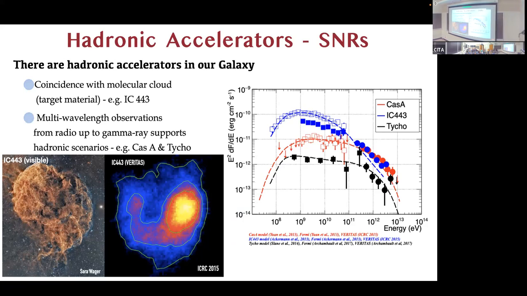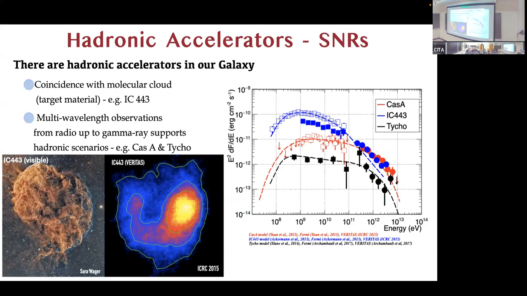spatial area, and the gamma rays very well correlate with the molecular cloud distribution. In that case, it makes sense that it has to be hadronic, because a hadron interacting creates more gamma rays if the density of the medium is higher. So spatial correlation is one way of indicating that it's hadronic dominated.